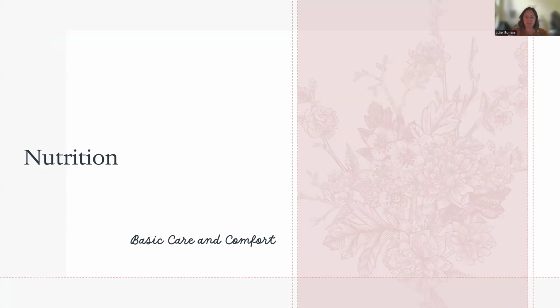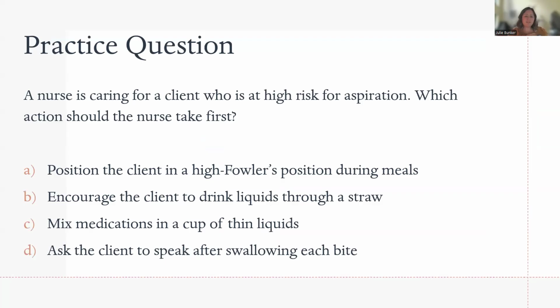Nutrition is our next topic, our next concept. So here's another practice question. A nurse is caring for a client who is at high risk for aspiration. Which action should the nurse take first? A, position the client in high Fowler's position during meals. B, encourage the client to drink liquids through a straw. C, mix medications in a cup of thin liquids. Or D, ask the client to speak after swallowing each bite. Say the answer in 3, 2, 1. The answer is A.